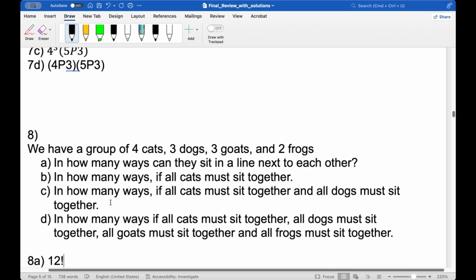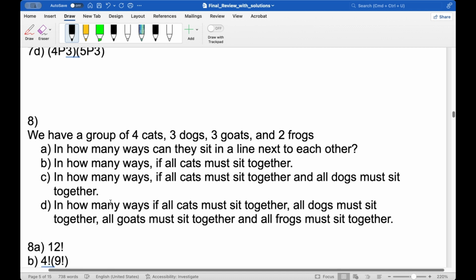Now, how many ways if all the cats must sit together? So we have 4 factorial ways to order the cats, and then if we think of that as one block, we have 1 plus 8 others, so that's 9 to order, so that's 9 factorial.